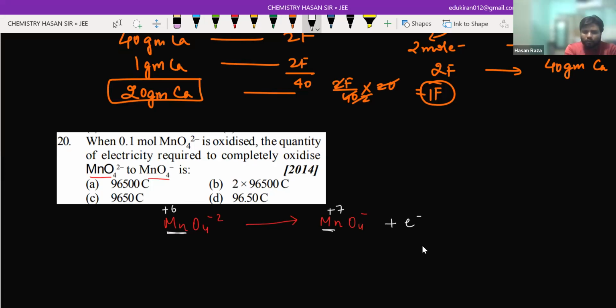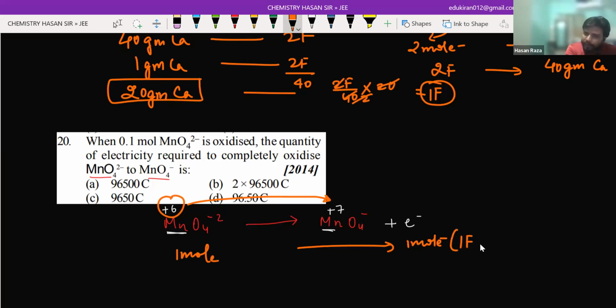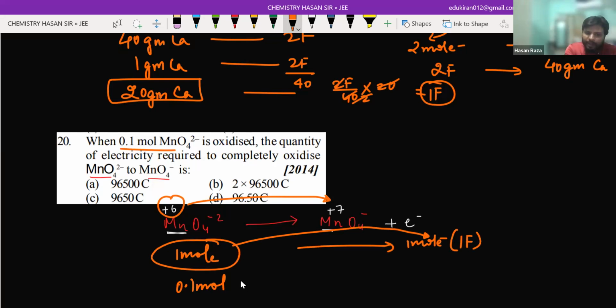MnO4 2 minus to MnO4 minus, you can write like this. That is plus 6 to plus 7. You are getting from this 1 mole, 1 mole of electron. That means 1 Faraday. So from 1 mole you are getting 1 Faraday. So from 0.1 mole of MnO4 2 minus, you will get 0.1 Faraday.